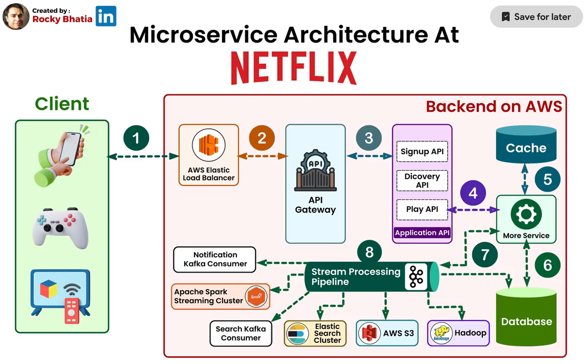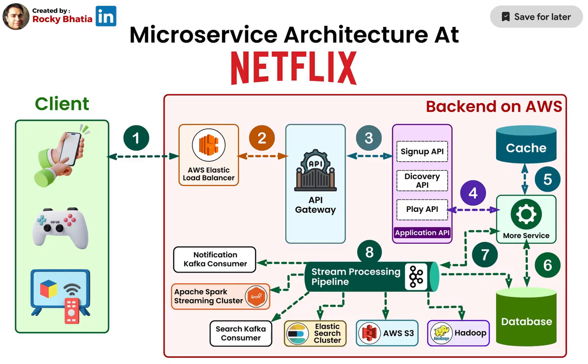So the diagram shows how Netflix uses a distributed microservice architecture to deliver content to millions of users. When a user opens Netflix on their phone, TV, or console, the request first goes through an AWS Elastic Load Balancer, which distributes traffic so that no single server is overloaded.